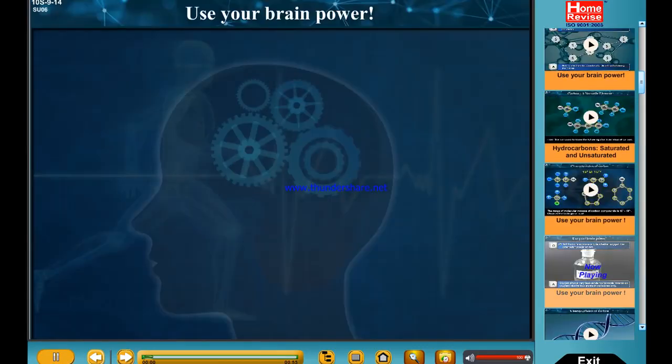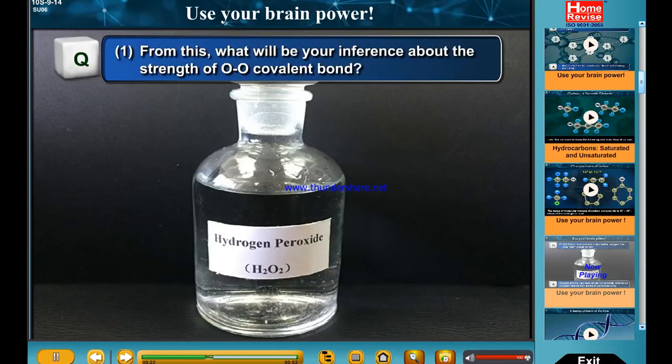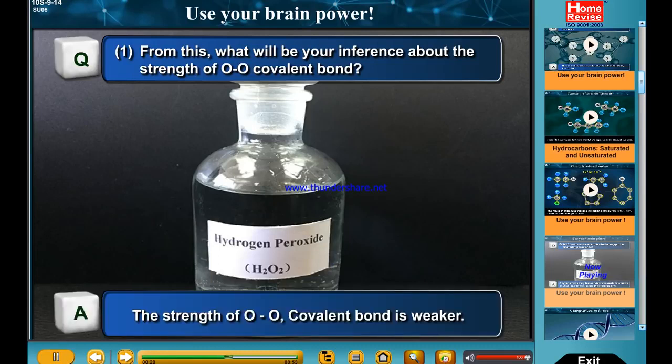Use your brain power. 1. Hydrogen peroxide decomposes on its own by the following reaction. HOOH, that is, hydrogen peroxide, decomposes into 2HOH, that is, water, plus O2. From this, what will be your inference about the strength of the O-O covalent bond? Answer. The strength of the O-O covalent bond is weaker.